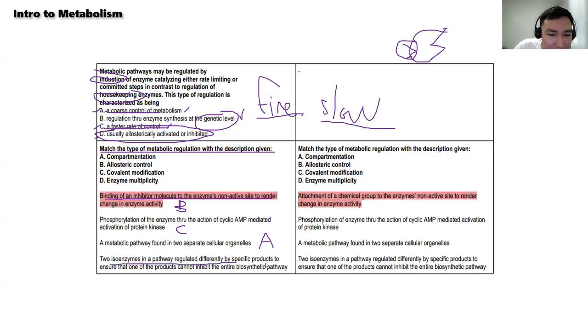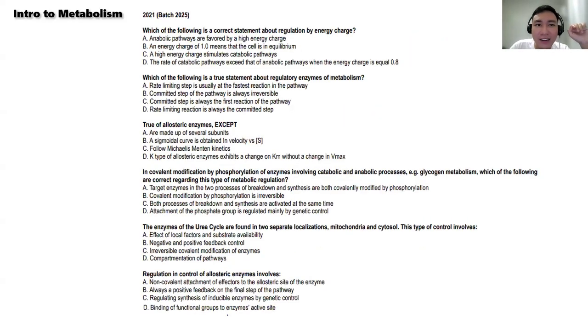Two isoenzymes regulated differently such that one of the products cannot inhibit the entire biosynthetic pathway. Well, same lang naman yung kinakatalyze nilang reaction, pero iba lang yung regulation nila, and you call that your isoenzymes, and that is your enzyme multiplicity. You have multiple forms of the same enzyme. Okay? And I also put here yung batch 2025. So, similar concepts. Iba lang yung way ng pagtanong. So, practice nyo na lang to.